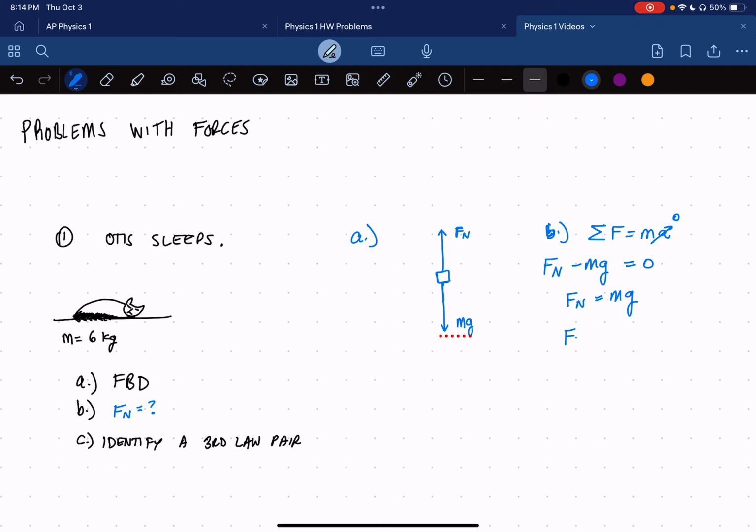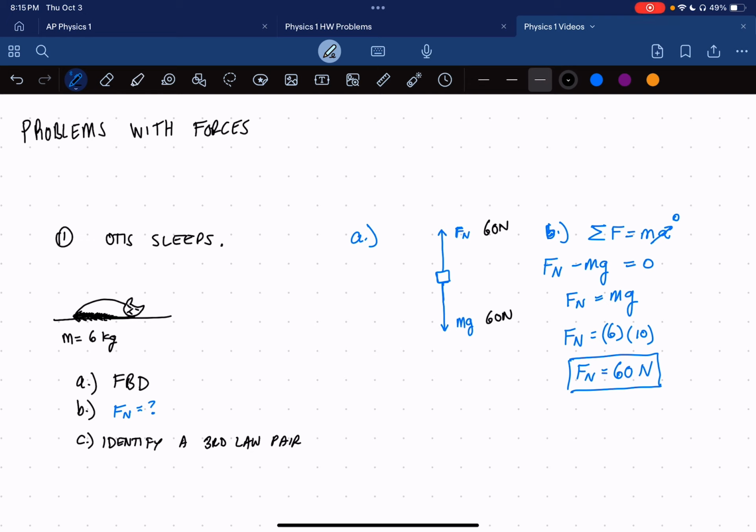And all we need to do now is substitute. The mass of Otis is 6, g is 10, and so that's 60. The units are newtons. All forces are in newtons. Okay. You sometimes want to check and just say, okay, this is 60 newtons, mg is 60 newtons, and so they cancel each other out. There is no net force on Otis, and so Otis is remaining at rest, which is correct. So that's A and B.